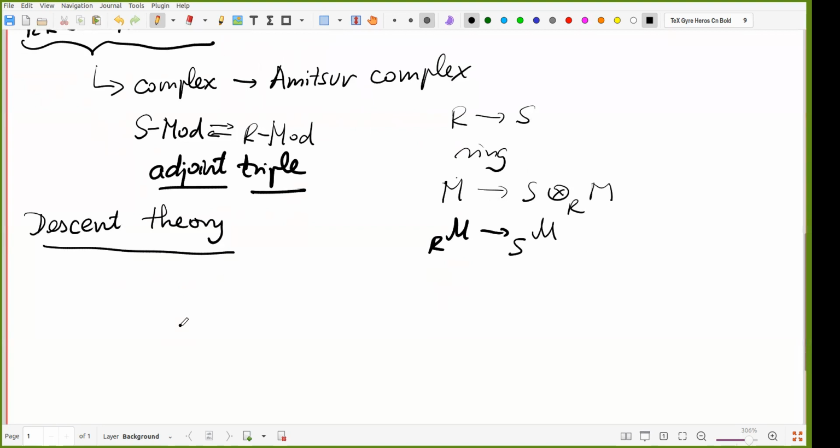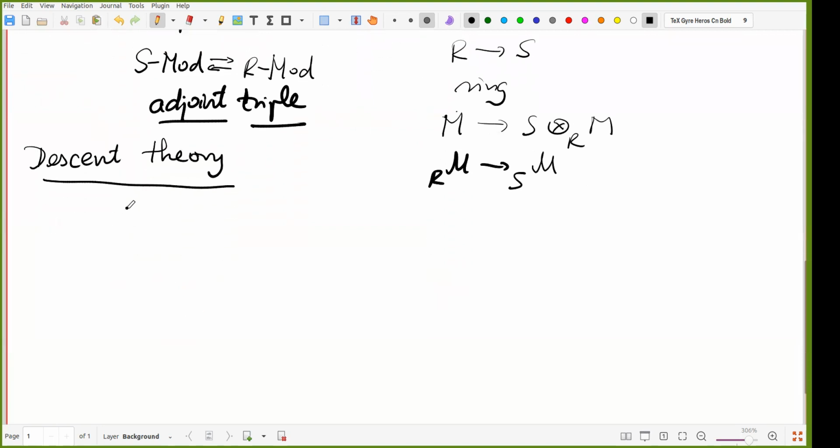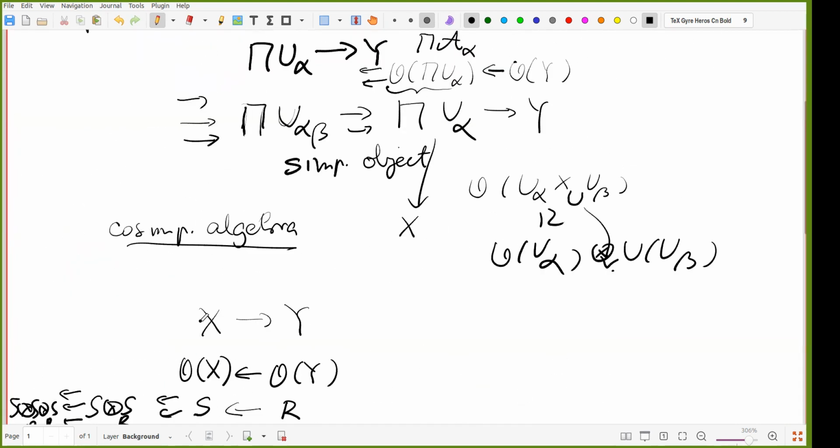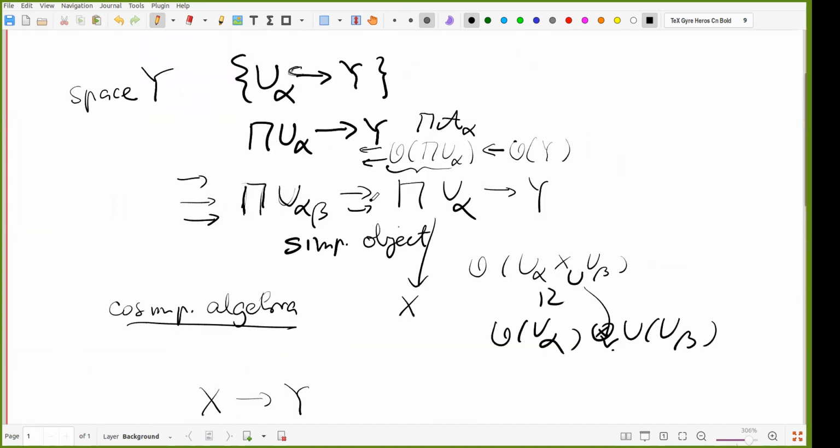So descent theory in this example wants to solve the following problem. You want to consider modules over S, and you are interested when modules over S come from modules over R by this extension of scalars. And can you reconstruct this category of modules over S from modules over R? That would be this, in this particular example from the beginning.